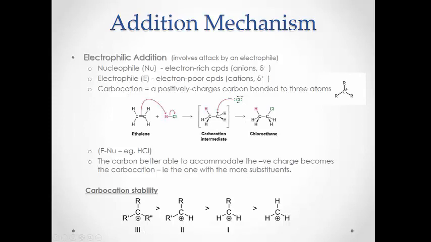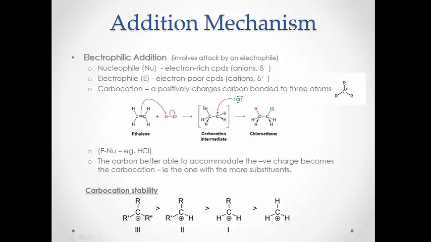So remember your carbocation stability: we've got our tertiary being the most stable, our secondary being the next, and then our primary. So you can see that this mechanism would proceed via the most stable carbocation intermediate. The side that has the most stable carbocation would be the side with the more carbons or R groups coming off it, and that would be the side that gets the chlorine.